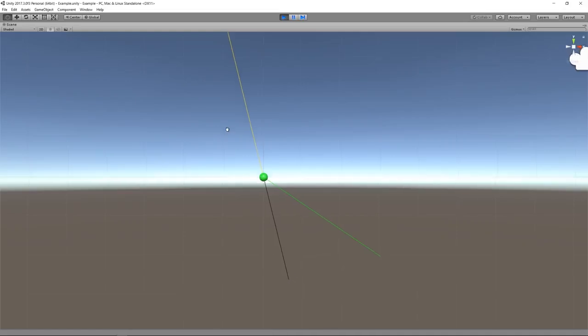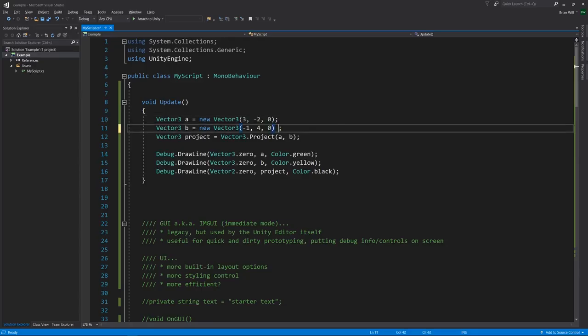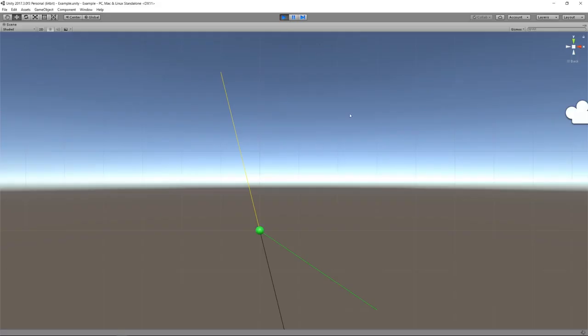In fact, just to be clear, it really doesn't matter what the magnitude of B is. If we normalize this, or here, I'm just going to divide it by some random number to make it much smaller. If we do that, come back, wait for the code to recompile, it doesn't change the projection whatsoever. So the length of the B vector we're projecting onto, its magnitude, does not matter.